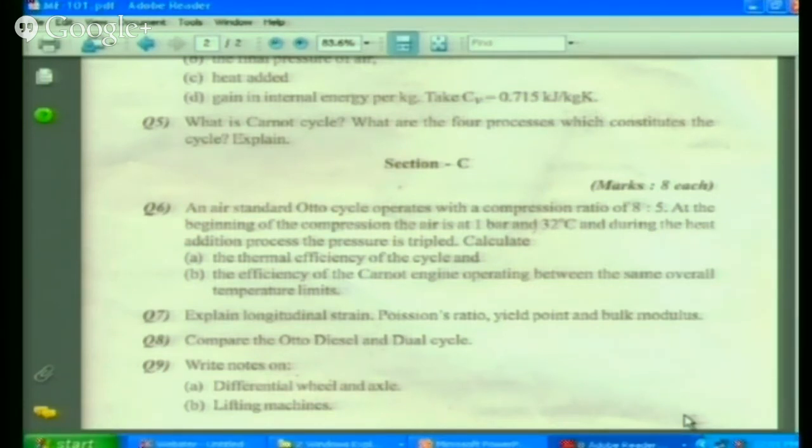Baki jagah 4 hai, so 4 into 2 would have been the distribution of marks. For each explanation, you get 2 marks. Then compare the auto diesel with the dual cycle. That's okay. Write notes on.